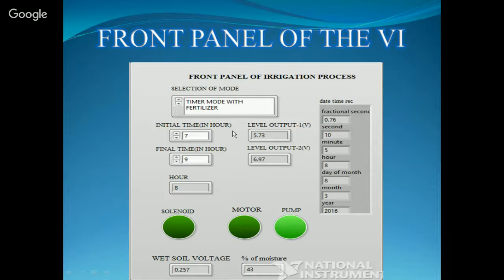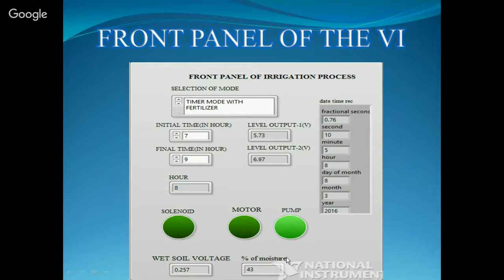The devices solenoid valve, motor and pump are displayed as LEDs to check their state from the system itself. The output voltage from the load cell is indicated as wet soil voltage. The percentage of moisture calculated has also been displayed.